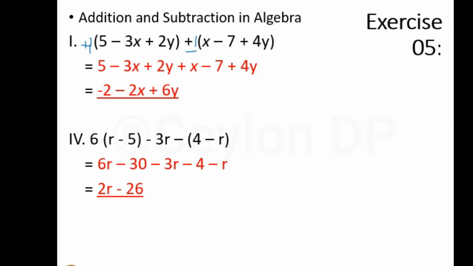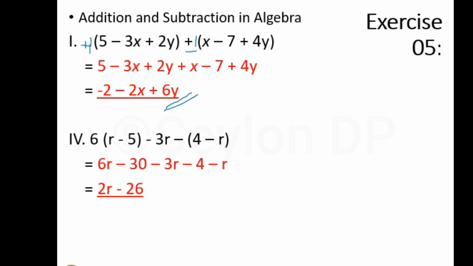It means 5 and minus 7. You can calculate 5 plus minus 7. The answer is minus 2, because the larger one is minus 7. And minus 3x and plus x, the answer is minus 2x, because plus x is there and minus 3 is there. And then plus 2y plus 4y, when you are adding these, plus 6y. This is the final answer.